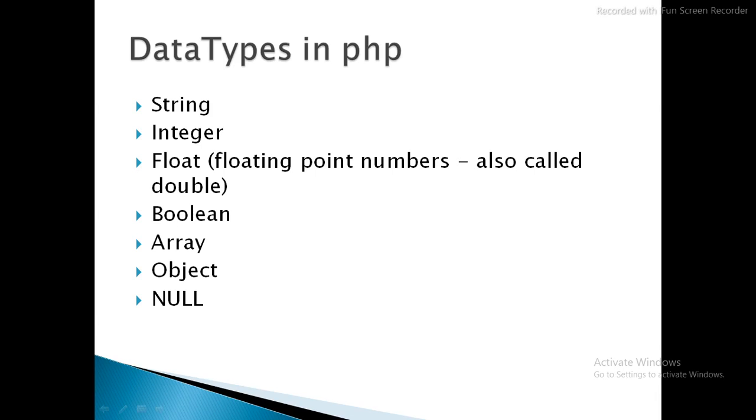Data types in PHP. These are the data types in PHP: string, integer, float, boolean, array, object, and null. In this video, we will basically see these data types: string, integer, float, boolean, array, and null. Object we will see in a later chapter.